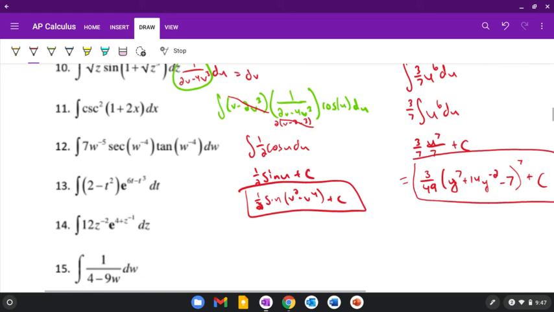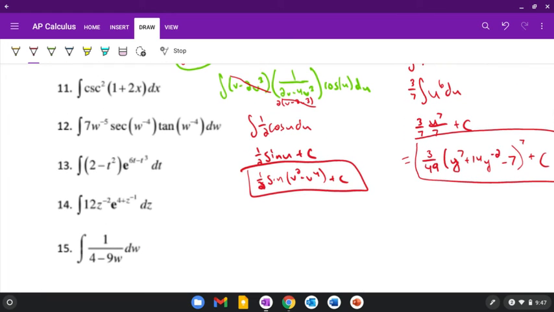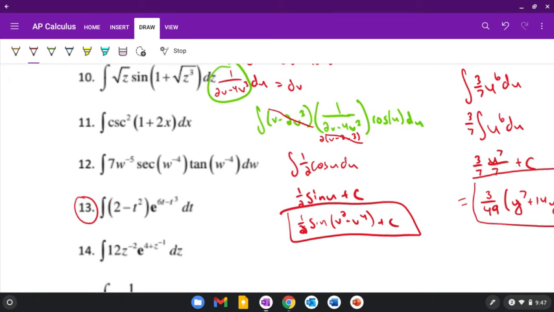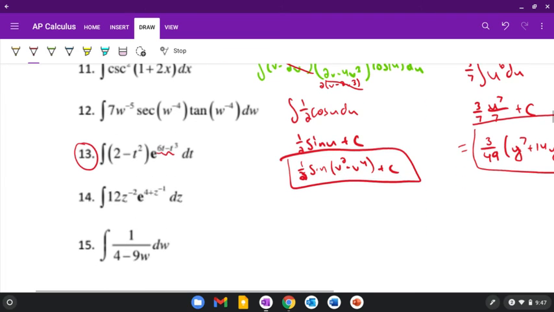Okay. Next up, let's go ahead and do an E problem. Probably be the next best option. So in E here, let's do 13. Generally with E problems, whatever the exponent is, that's going to be your u. So with this one, I'm going to let my u equal 6t minus t to the 3rd. So then du is 6 minus 3t squared dt. Solving for dt, I get dt equals 1 over 6 minus 3t squared du.